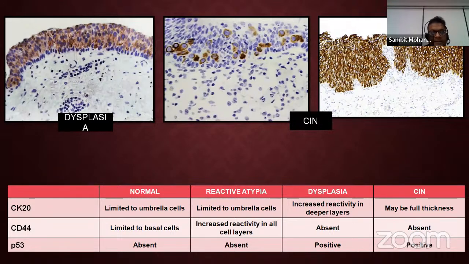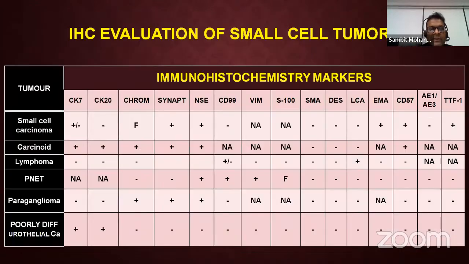So, CK20 is limited to the umbrella cell in normal urothelium, and in reactive atypia it increases in the deeper layers, and it is full thickness in CIS. P53 is absent in normal and reactive urothelium. It is positive in dysplasias. And CD44 is lost in dysplasia and CIS because it is an adhesion molecule, which is lost in high-grade lesions.